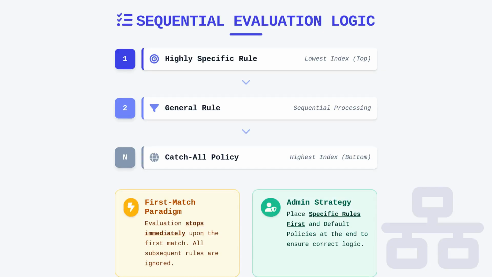This behavior places a heavy responsibility on the administrator to ensure that highly specific rules are placed at the top of the list, while catch-all default policies reside at the end.